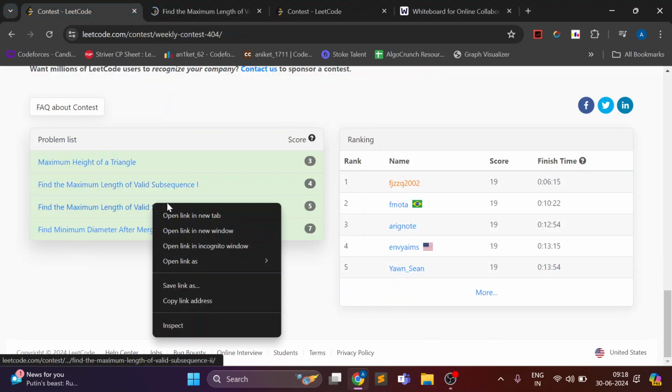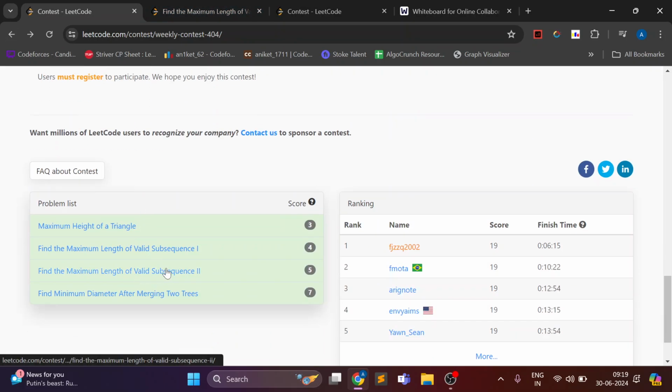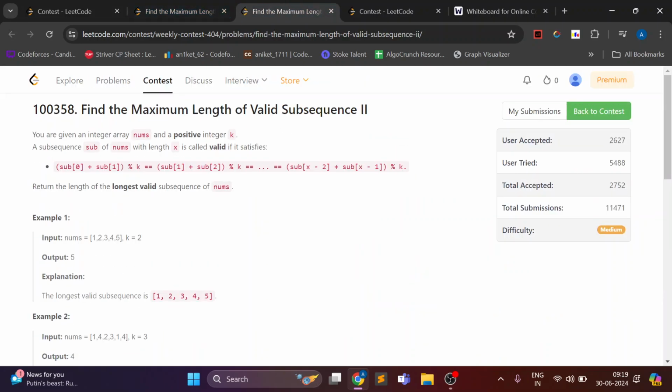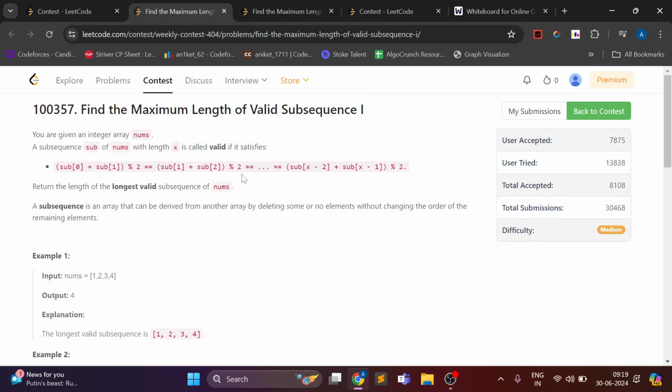Okay, let's move to the second. The second and third questions are the same, just there is an additional condition of k in the third question, whereas in the first type of question the value of k was fixed and equal to 2.